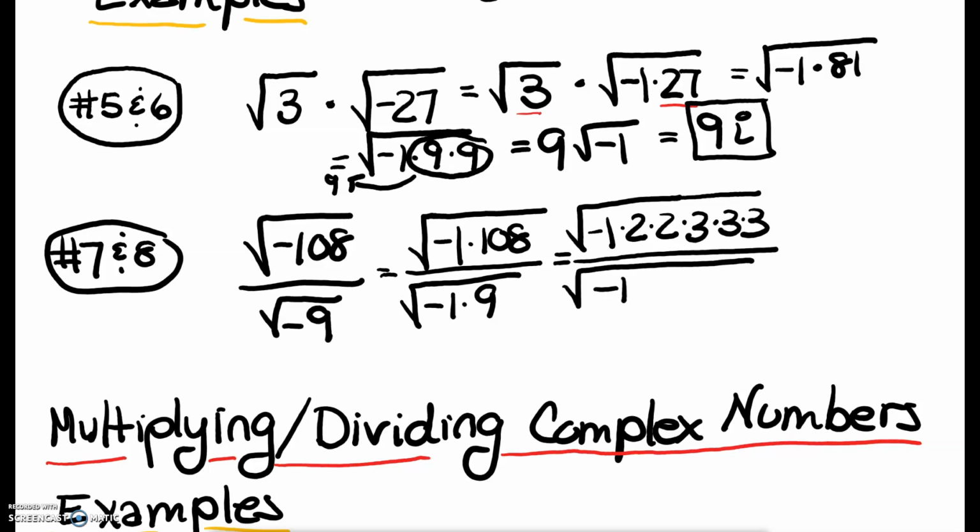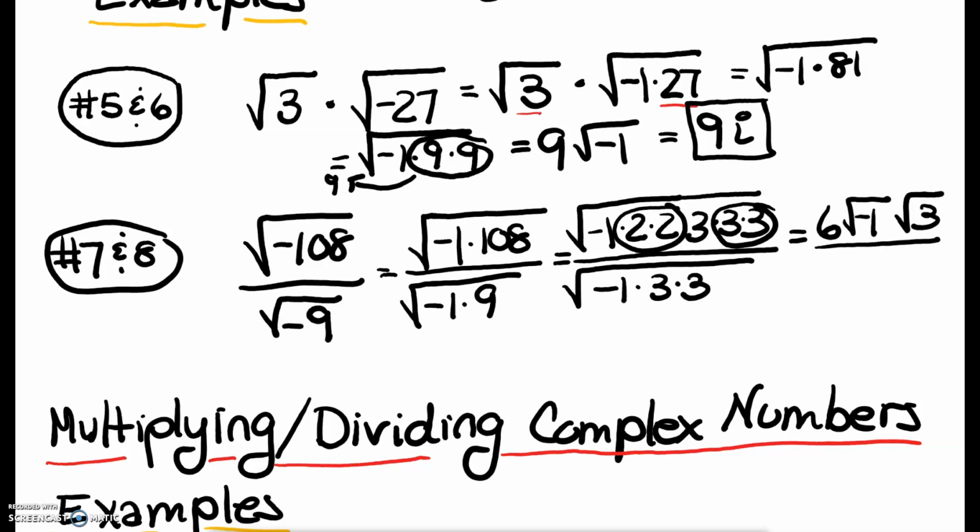This, I get negative 1 times 3 times 3. So here I have a group of 2 and a group of 3 that get to come out. So that is going to be 6. And remember yesterday I broke it down into 2 radicals. And in the denominator I'm going to pull out my 3. So that's going to be 3 square root of negative 1.